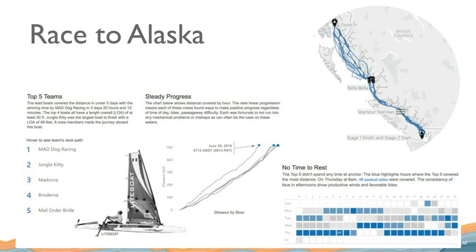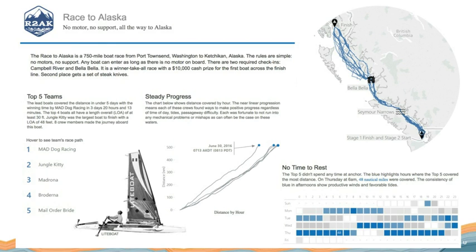That's not what he did. Here's what he did. He titled it Race to Alaska, no motor, no support, all the way to Alaska. Well, that says a whole lot right there. I've got to get there myself in some watercraft. Nobody can help me. I can't turn on a motor, and I've got to get to Alaska. And then he goes on to describe this race. It's a 750-mile boat race from Port Townsend, Washington to Ketchikan, Alaska. The rules are simple, and he goes on.